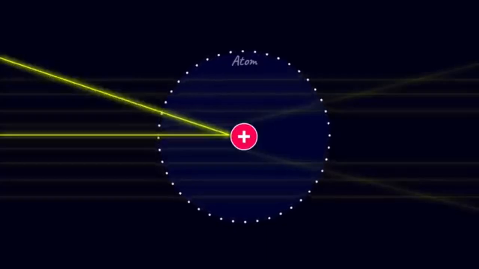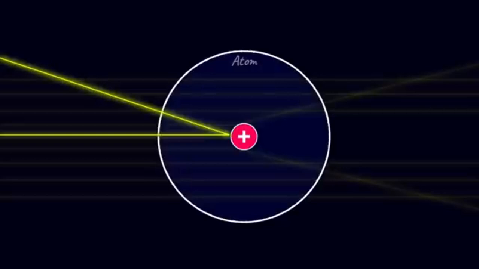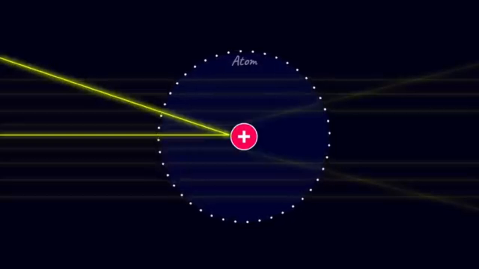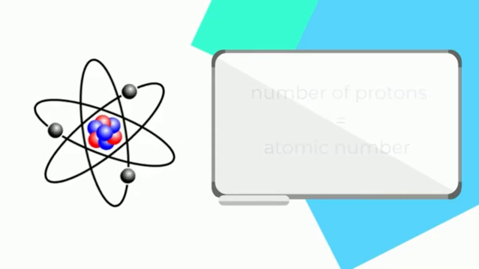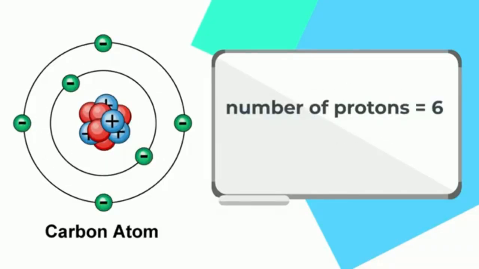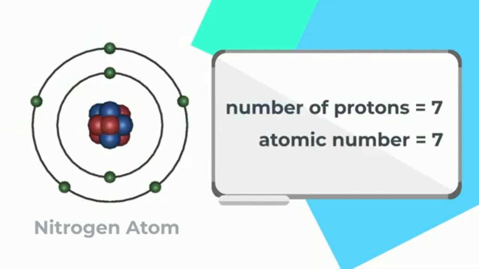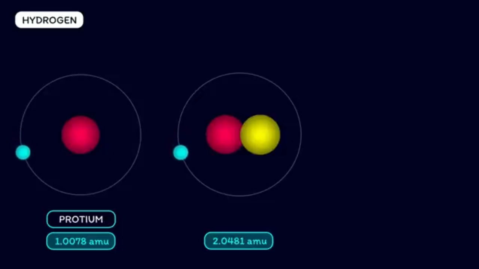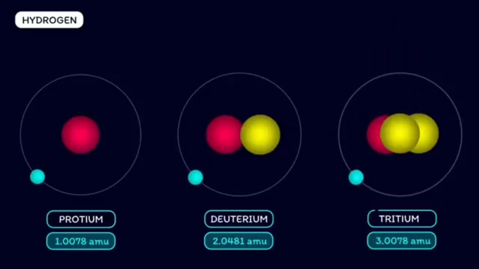Protons. Protons are found inside the nucleus. They have a positive electric charge. The number of protons in an atom is called the atomic number. This number decides which element the atom is. For example, hydrogen has 1 proton. Carbon has 6 protons. Oxygen has 8 protons. If you change the number of protons, the element changes completely.